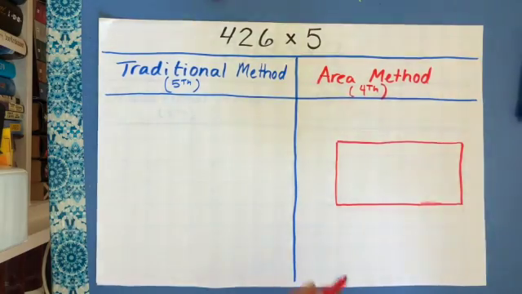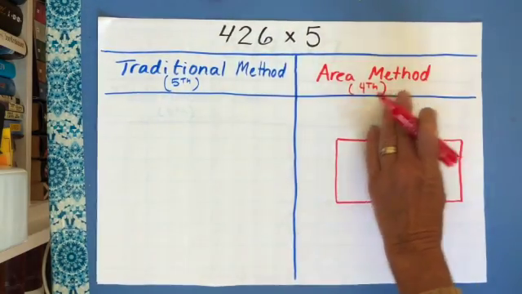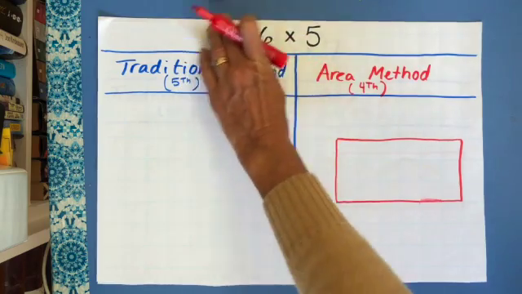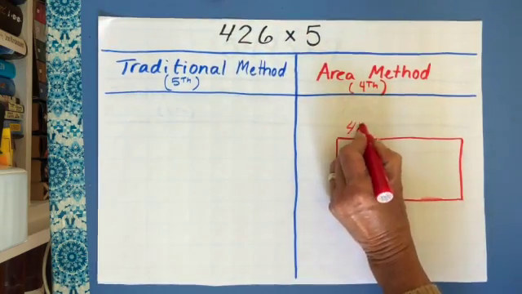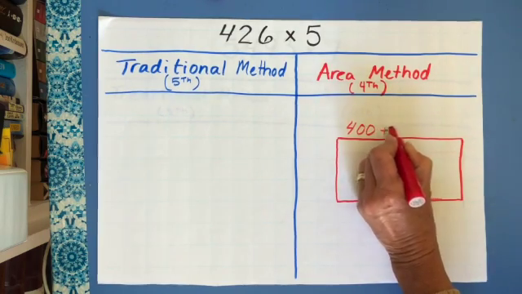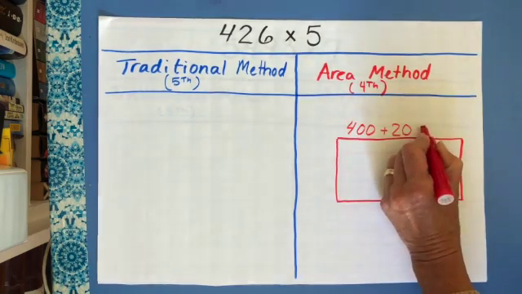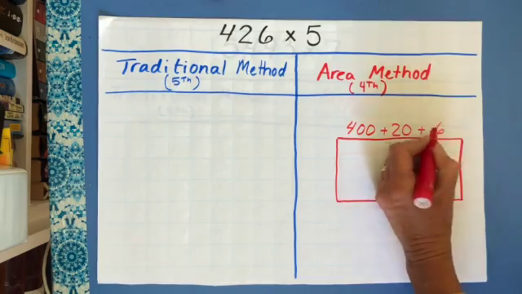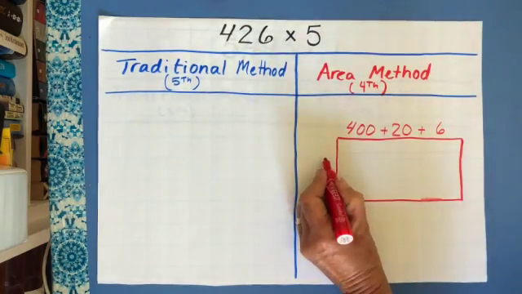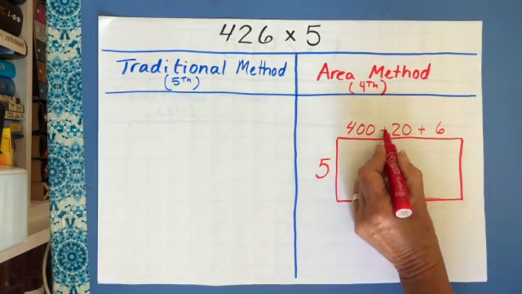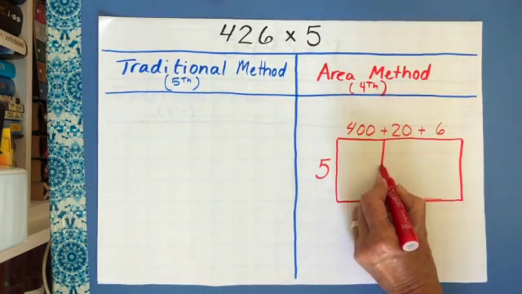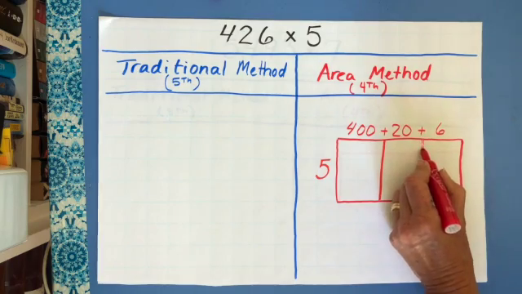Here is the second problem. I'm going to first start with the area method. So with the area method, I write this number in expanded form, which is 400 plus 20 plus 6. And then this number is already in expanded form, so I just put the 5. And now wherever I see a plus sign, I just draw a line.